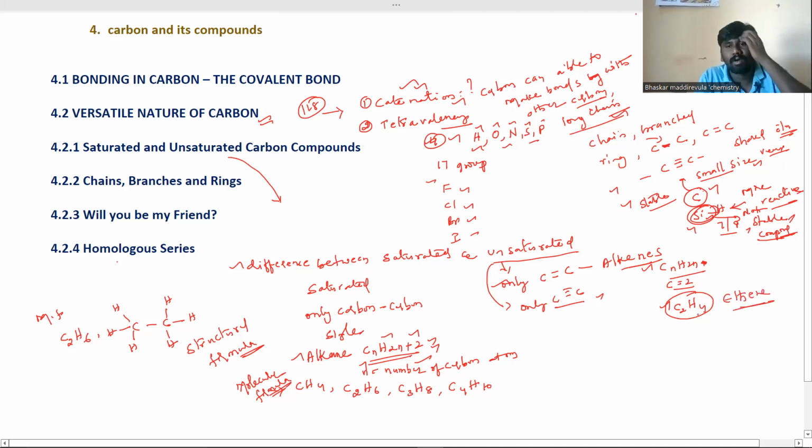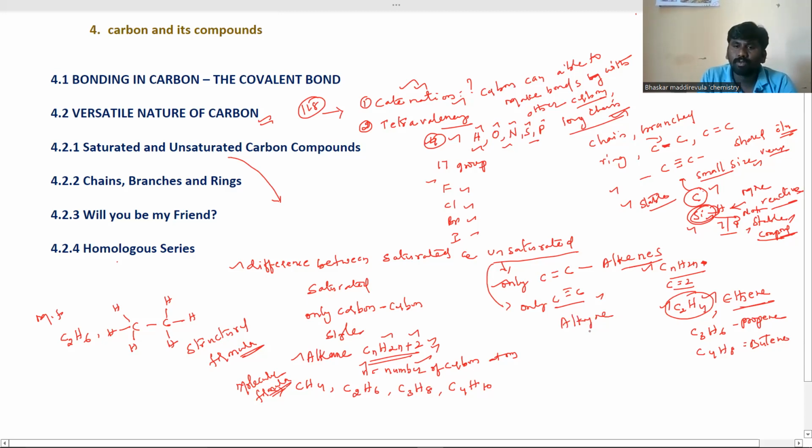If you are asked what is the first member of alkene, it is ethene. The second member is C3H6, propene. The third member is C4H8, butene. Like this, they may ask the first, second, or third member of alkenes. In the same way, an unsaturated carbon compound containing a carbon-carbon triple bond we call alkynes.